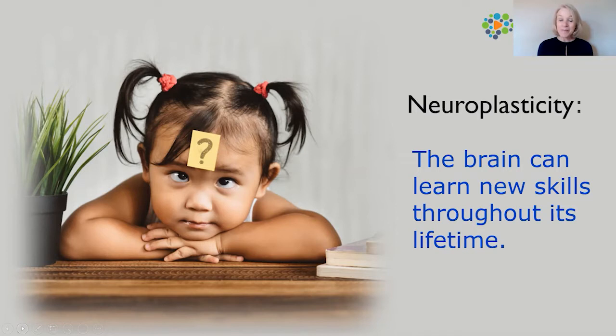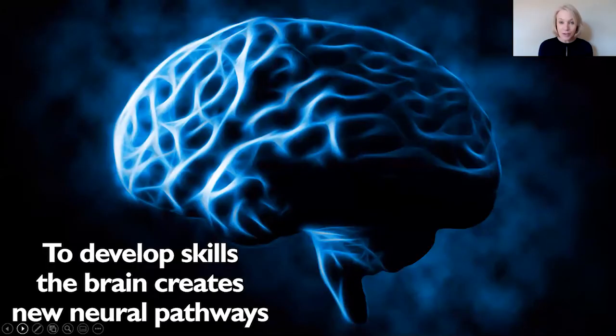It used to be thought that at the ripe old age of 9 years old, your brain no longer really changed that much, and the chance of you changing your brain throughout your lifetime was minimal. Now we know through neuroplasticity that that is not true, that your brain continues to change and create new neural pathways throughout your lifetime. That's how we develop skills. The brain creates new networks. And that is really critical to understand, that you can make these changes throughout your lifetime.